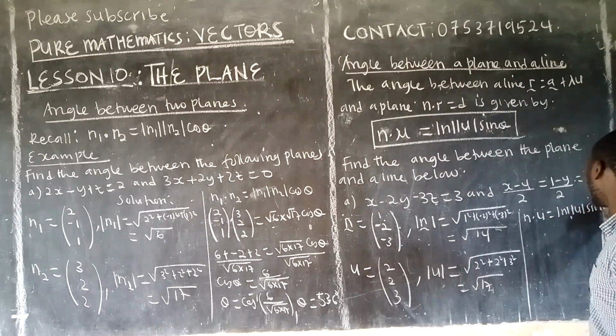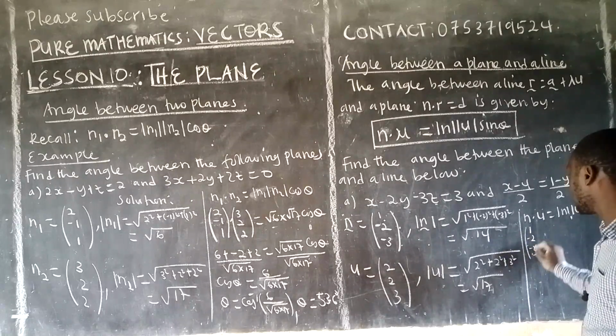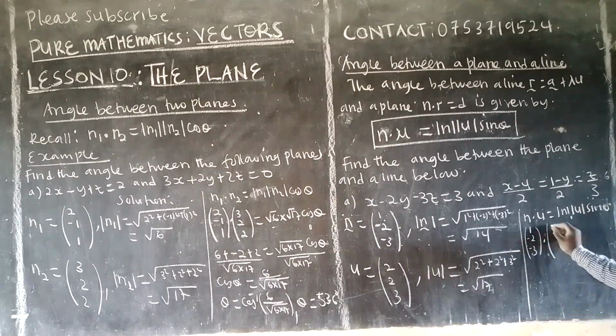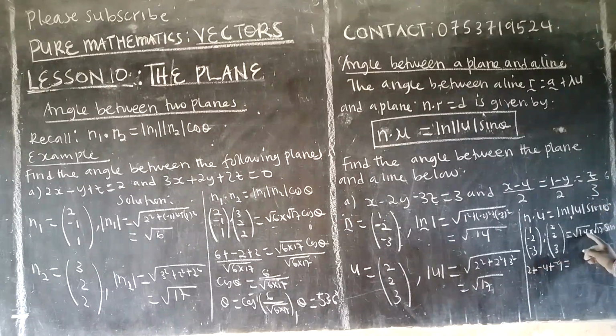times magnitude of u, times sine of theta. Please here use sine. So you can bring n dot u. N is 1, -2, -3 dot u is 2, 2, 3, is equal to, now the n is square root of 14 times the u is square root of 17, sine theta. 1 times 2 is 2 plus -4 plus -9 is equal to square root of 14 times 17, sine of theta.